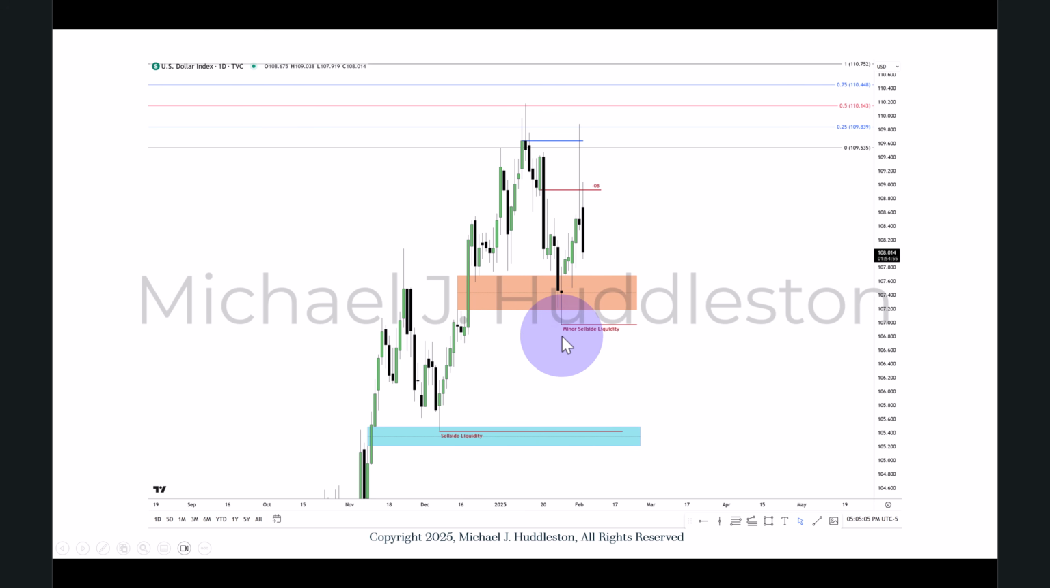But this is a very short-term target and more intermediate term here. What changes that? If we go back above the consequent encroachment of this wick on a closing basis, these ideas are going to be put to the sideline for the near term.